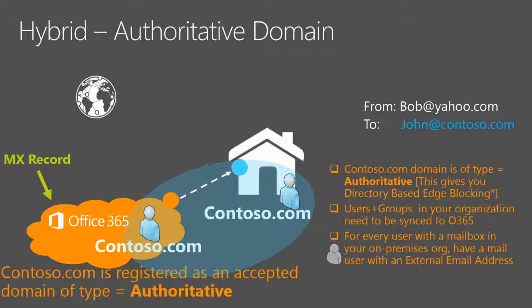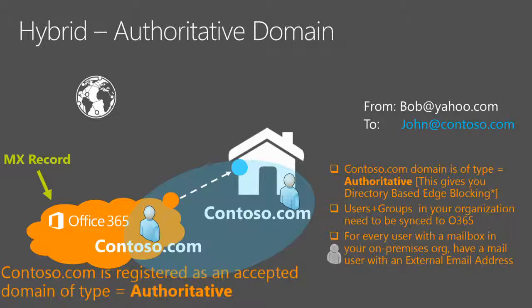The advantage with that is that you would get directory-based edge blocking, which means if the mail comes in and we don't find that user, we will reject it at the perimeter. That mail will never go and hit your on-premises box, which is a good thing for most people. They don't want spurious mail, spammy mail coming to their organization.